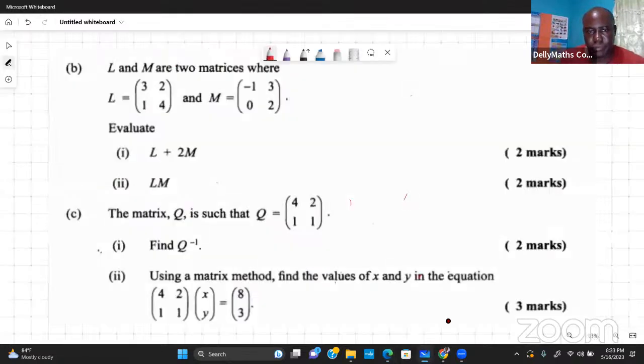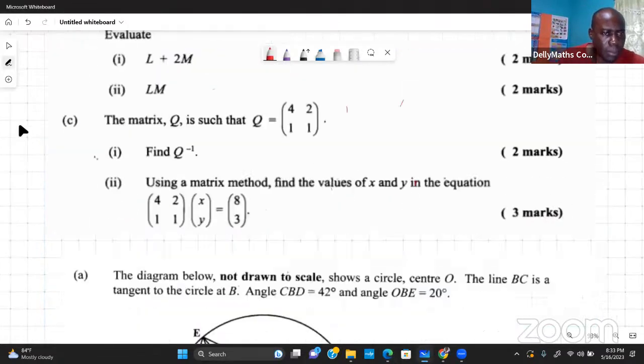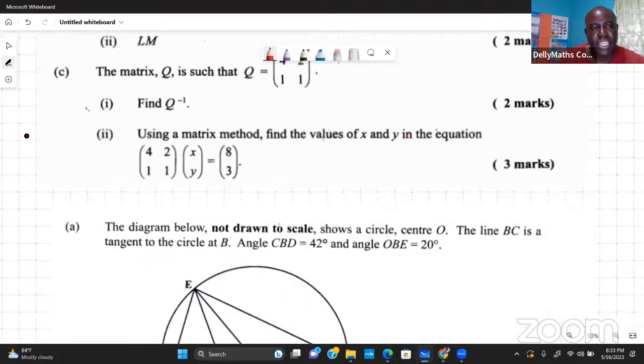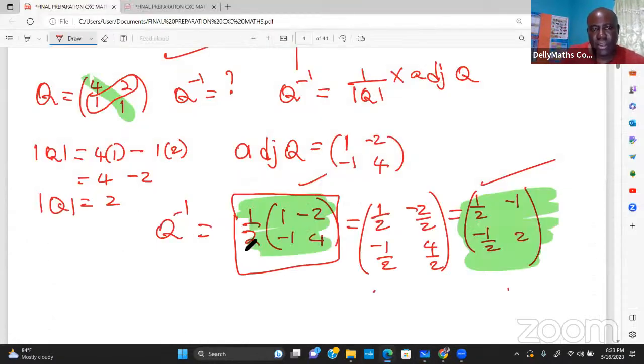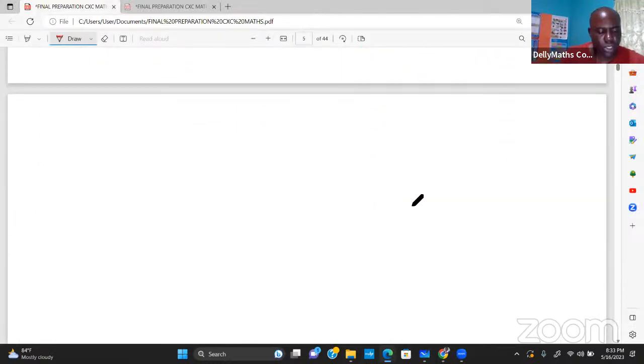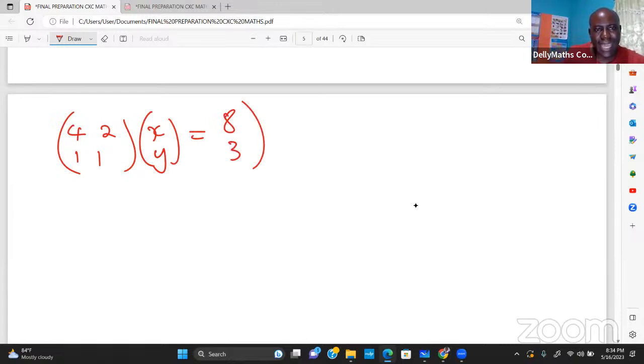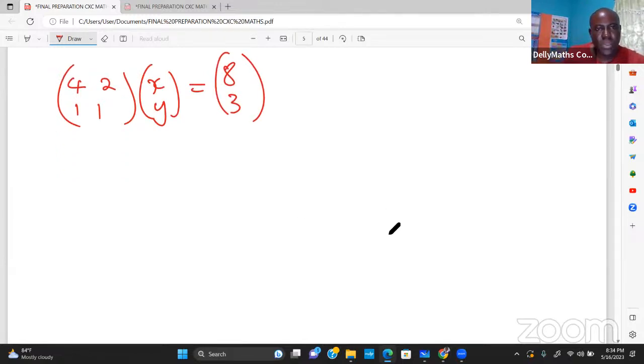All right. Next question, it's a follow-up. They say, using a matrix method, find the value of X and Y in the equation. So let me write this down. We're going to find the value of X and Y. Here they have 4, 2, 1, 1. That's your matrix Q. Technically, this is a simultaneous equation without them saying it. Remember how you solve this.